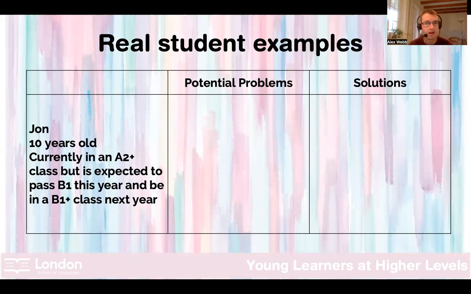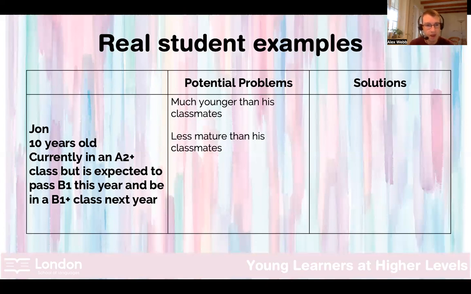As you can imagine, most of the students in a B1 plus class are probably going to be 2, maybe even 3 years older than him. And so there are certain potential problems that we might face with a student like John in this kind of situation. As we said, he's going to be much younger than his classmates. His peers are all in perhaps A2 plus, B1, and he's preparing for B2. He's more than likely going to be less mature than his classmates, and I can tell you from my experience with John, that was definitely the case.